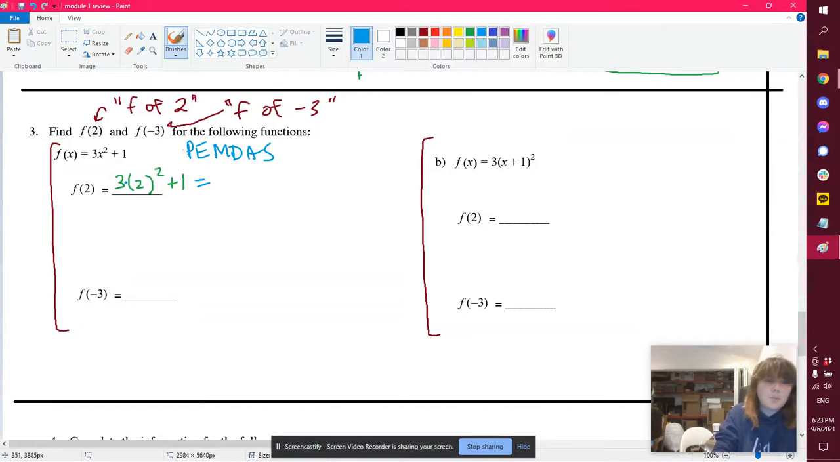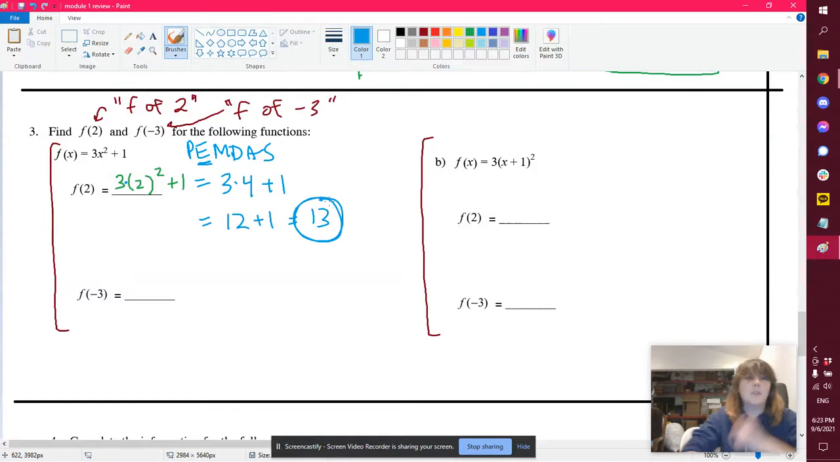For PEMDAS, we want to do parentheses first. There's nothing really going in parentheses. Then exponents. So a lot of y'all did the 3 times the 2 and then squared it. That's not it. We have to square it first and then do the multiplication. So for this one specifically, we would have the 2 squared is 4. So we'd rewrite this as 3 times 4 plus 1. Then we do the multiplication. So that's 12. And then we do the addition. So this simplifies to 13.